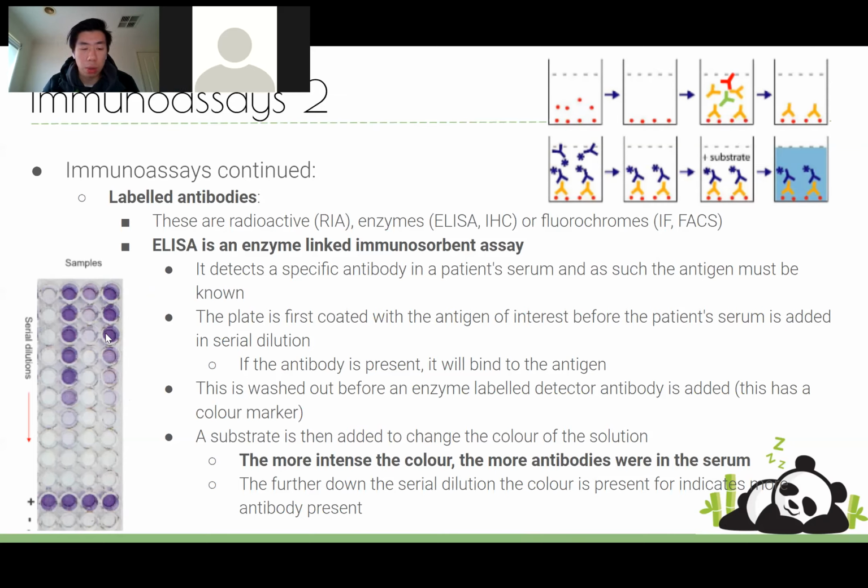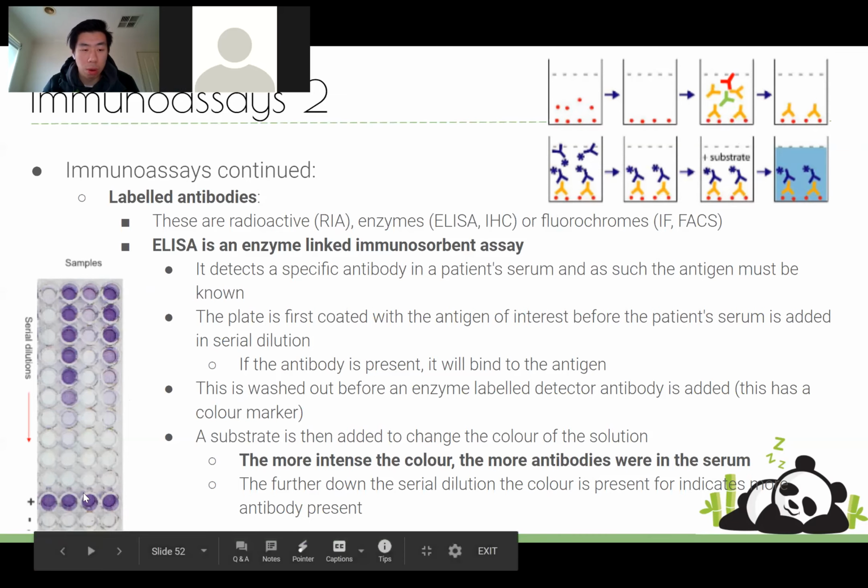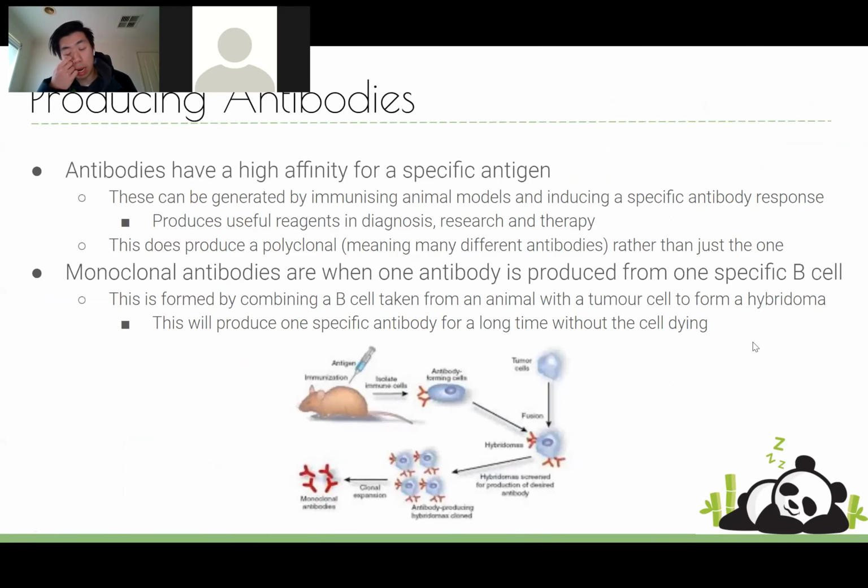And they will kind of dilute. And the further they go through this dilution process, the more diluted they will be. But that's kind of how ELISA will work. So how do they make these antibodies?